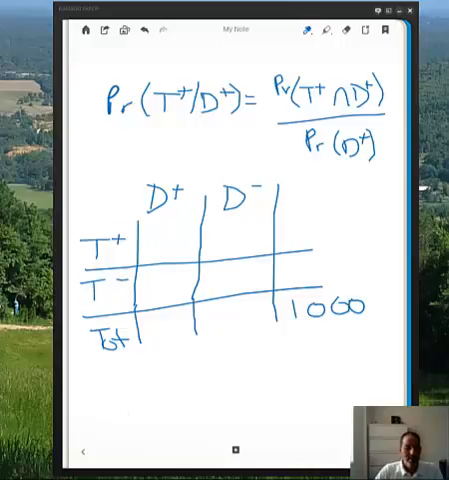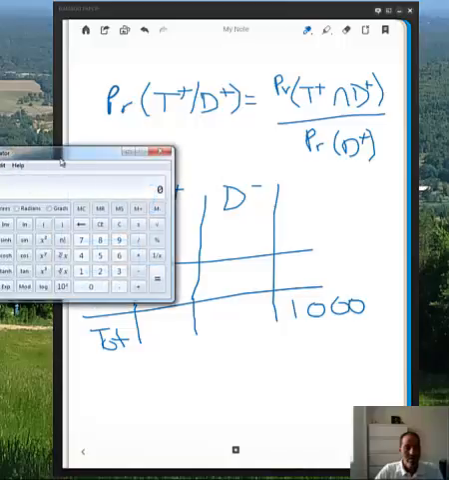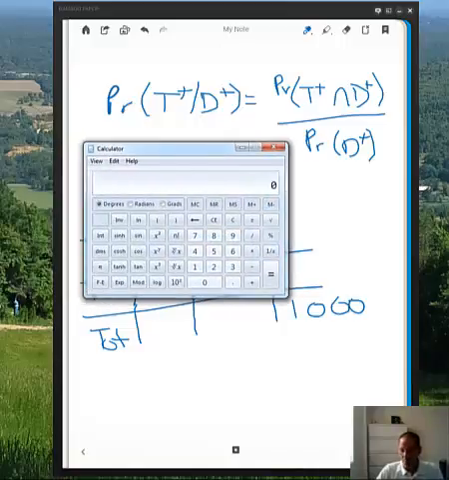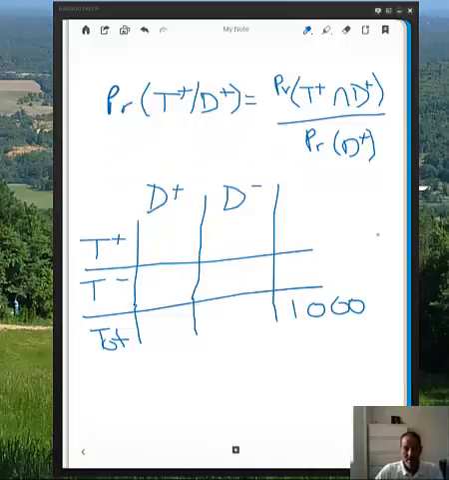I'm going to pull up my little calculator here. If we take 9.1%, that's the same as saying 0.091, and we multiply that times 1,000. We have 91 individuals that have the disease. So we can write that down in our table, that we have 91 individuals with the disease. So that's what we know so far.